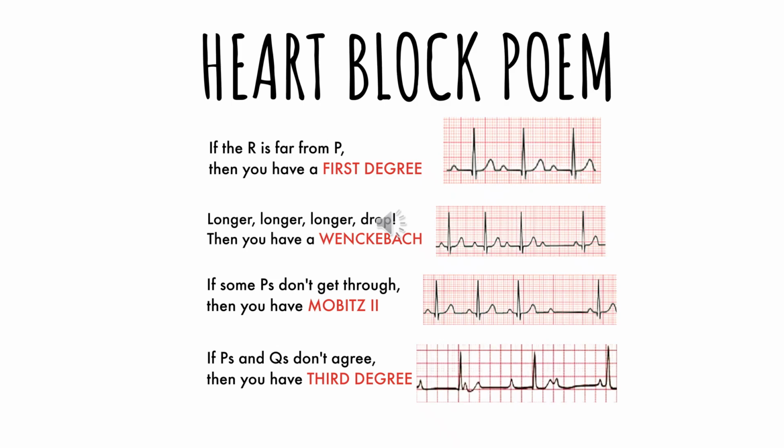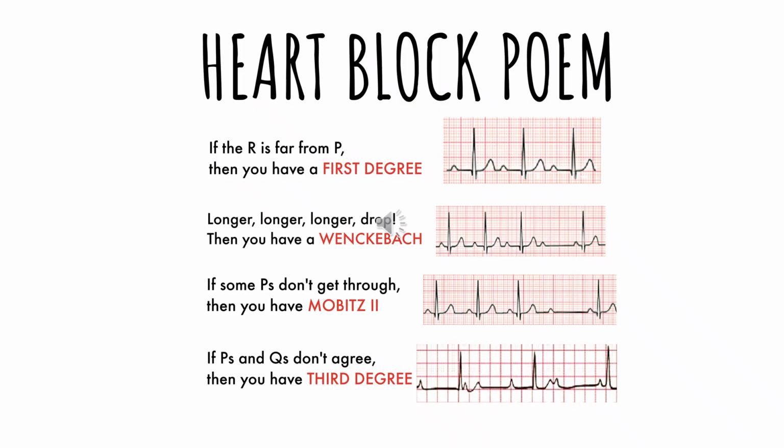With your Mobitz type 2, if the P's don't go through, then you have the Mobitz type 2. And what's going on here is you're going to have a normal PR interval. Normal PR interval, and then out of nowhere, you're just going to drop a QRS complex.